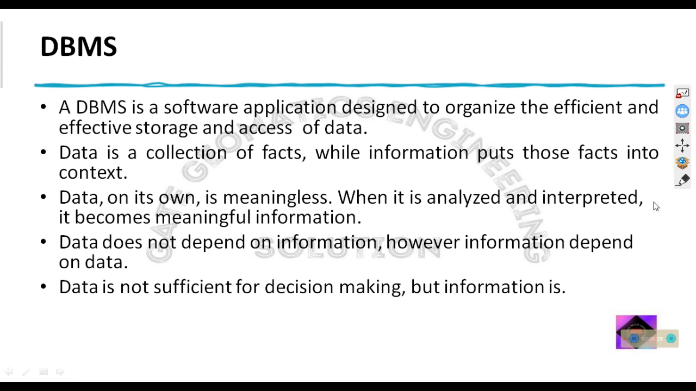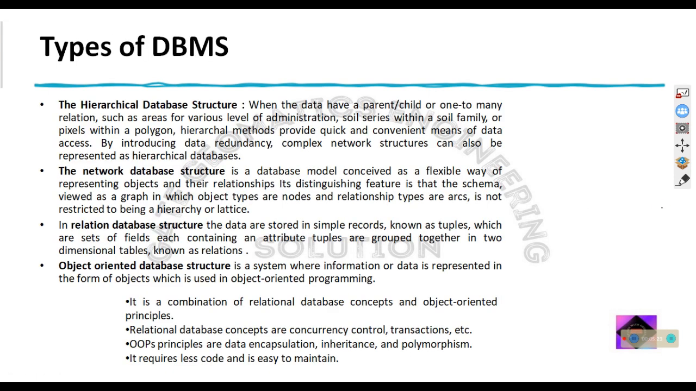The next thing is the types of database structures in DBMS. One is the hierarchical database structure. What happens in the hierarchical database structure? It is based on the one to many relationship. Like after A, B and C are related to A. So data have a parent-child or one to many relation, and that is a hierarchical database structure. But in this case the redundancy will be higher, so it will create a complex network structure.